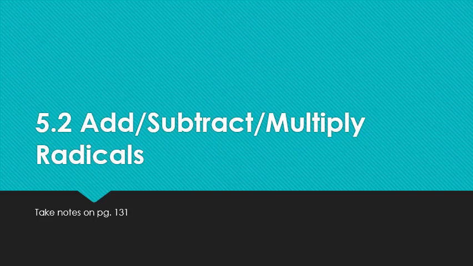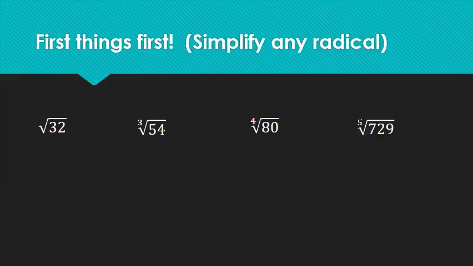Hey, there's a little space on page 131 in your workbook that says notes. It's right up under the properties of radicals, and that's where we're going to take notes on this today. So we're trying to learn how to do two different things: adding and subtracting go together, and then multiplying on its own. First thing is, before we add sometimes and after we multiply, we have to be able to break down all different types of radicals.